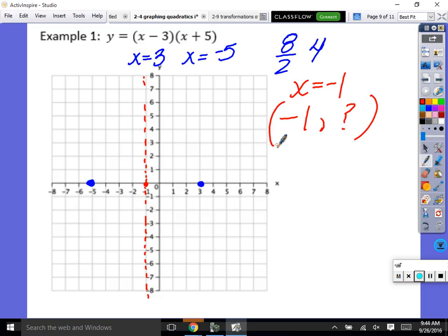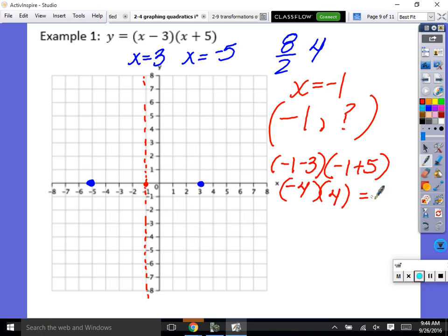So let's plug in -1. So parentheses, -1 minus 3, close your parentheses, and then -1 plus 5. Does everybody see how I just typed in -1 wherever there's an x? So that would be -4, and you could literally just type that into your calculator as long as you use parentheses, but a lot of you didn't bring your graphing calculators. So we have -4 times 4, correct? So we get -16.